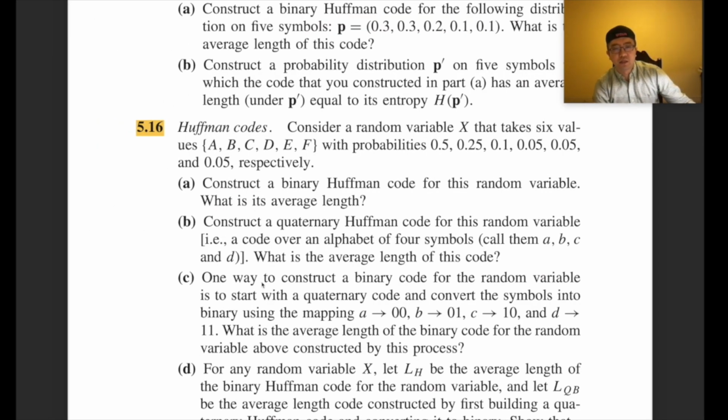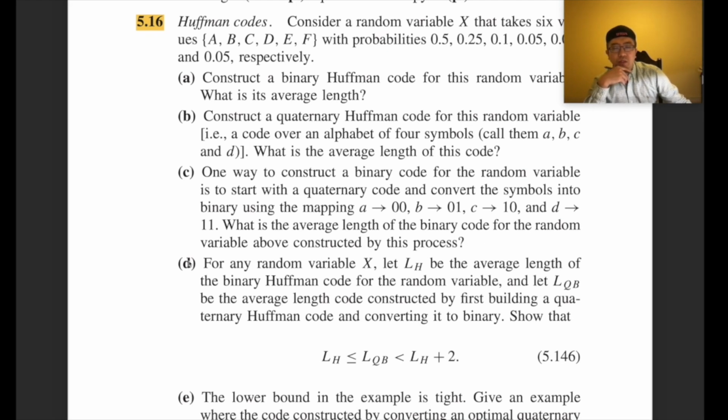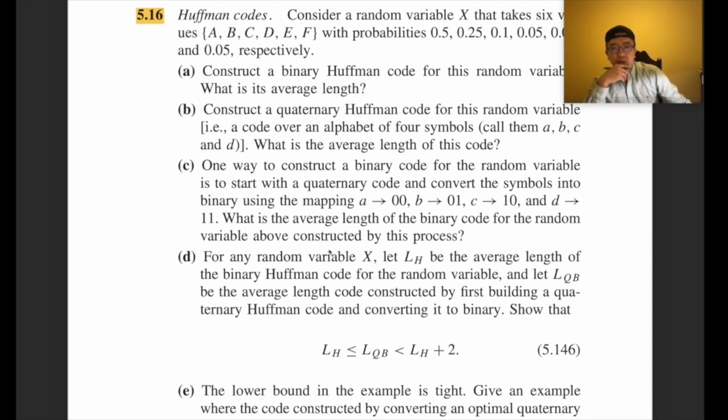Okay, very good. So that is for our part B. Okay, let's see what we should do for part C. Part C is kind of interesting, right? They give us a way to find a binary code. The way we do that is that we use a quaternary code first, and then translate each symbol to 2 bits, like that, right? And now we need to compute the average length of the binary code for the random variable constructed by this process, right? Okay, so let's try to do this.